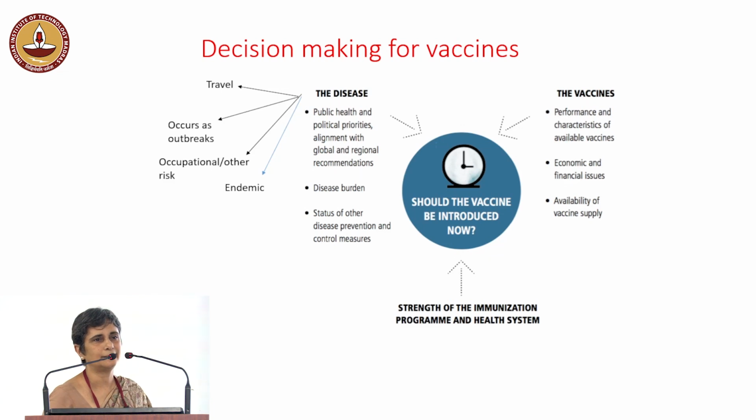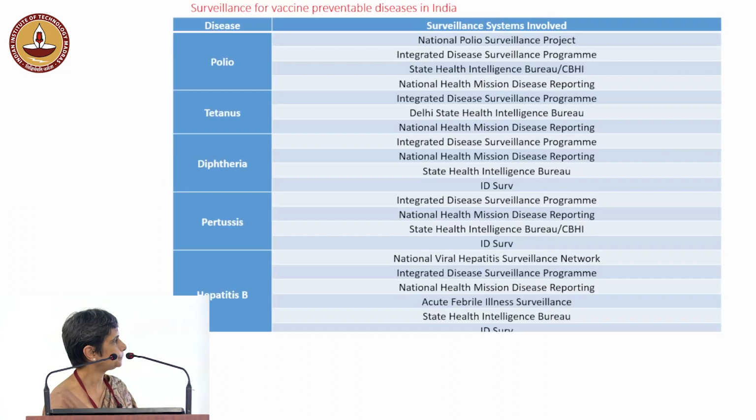Now, in endemic disease, you have to show that there is a problem. You have to have a solution to that problem, and you have to have a system that is ready to deliver that solution. So what I'm focusing on is the first part, which is showing that there is a problem.